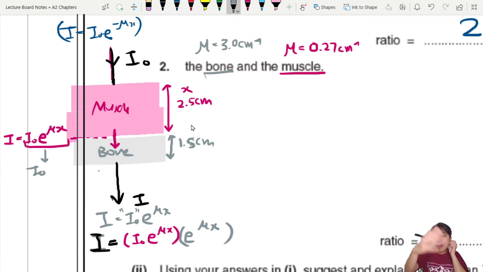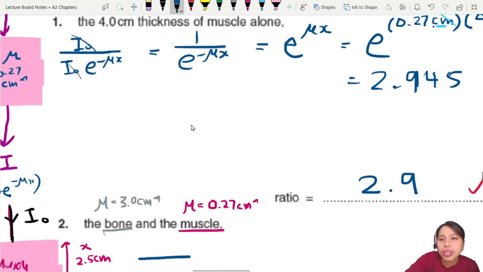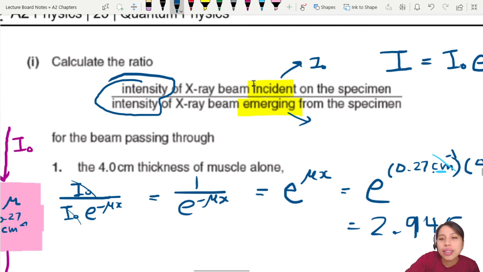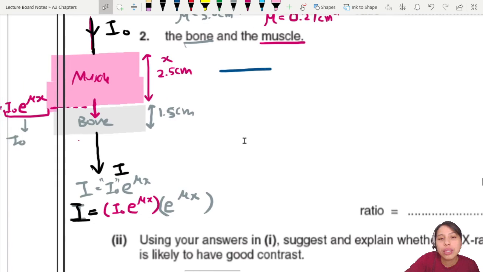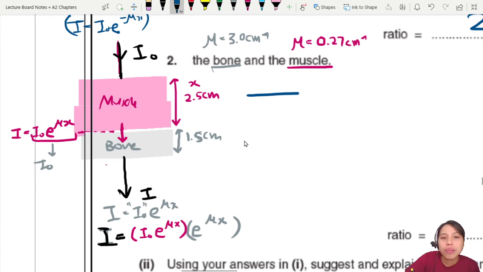You can draw the diagram separately: muscle, bone, separate them a bit, give some space, then you can see how it's different. So now we can take the ratio. What was the ratio again? Incident over emerging. Incident is what goes in, emerging is what comes out. So now it's a little bit more complicated. What goes in is just I naught, so we label that as incident. What emerges at the end is this one.